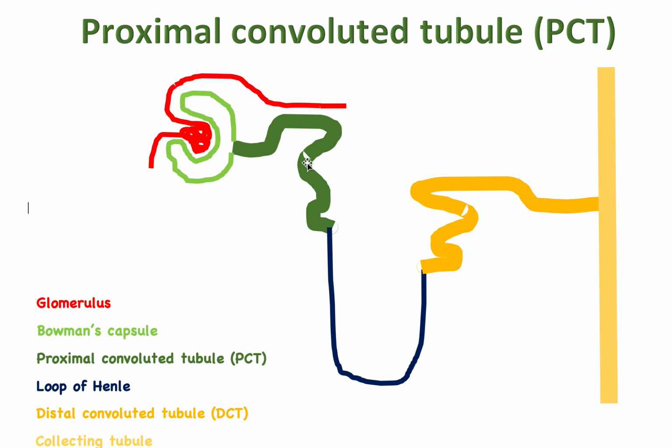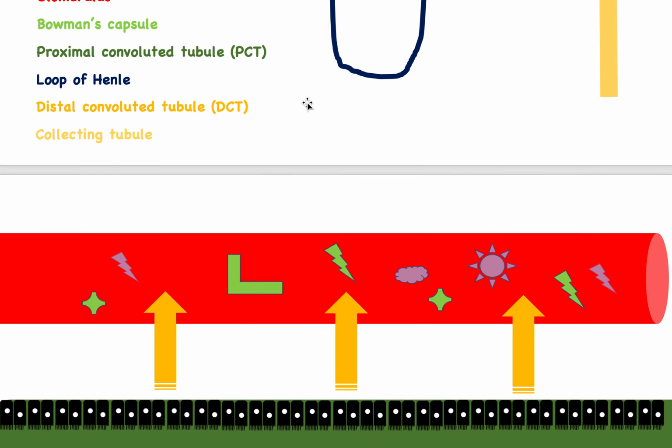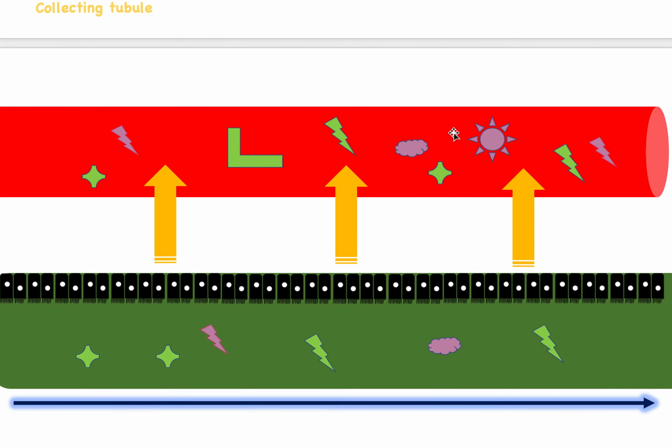So here I zoom into this part. Okay, I'm zooming into this part. We've got the proximal convoluted tubule, the blood. All the good things will get absorbed.